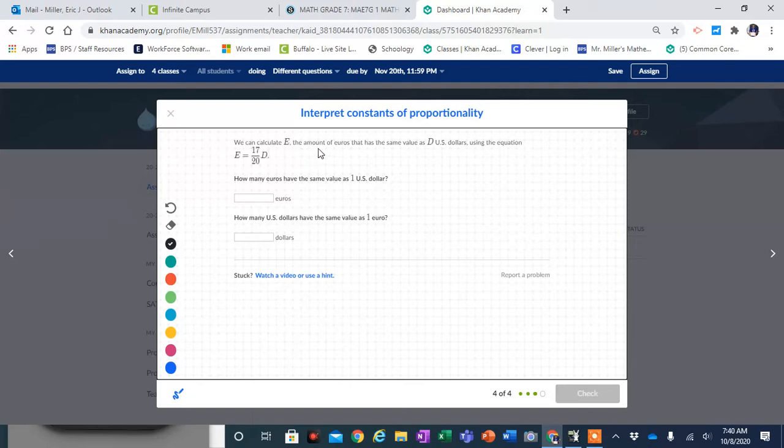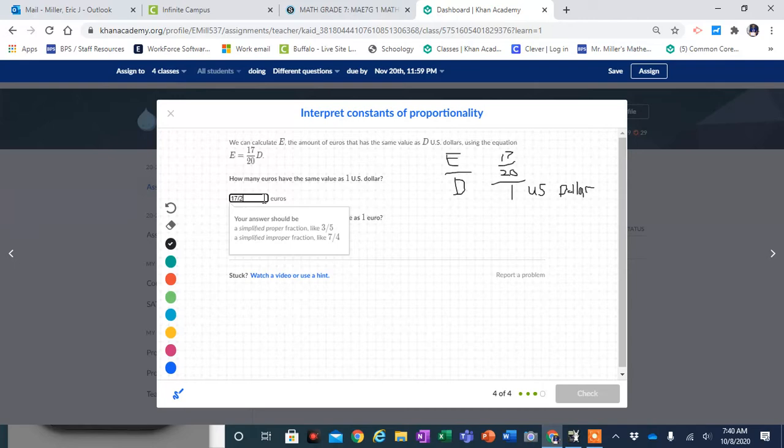We can calculate E, the amount of euros that has the same value as D, US dollars, using the equation E equals 17/20 D. So that means that in this situation, this is E divided by D. D is the US dollars. So 17/20 for every 1 US dollar. How many euros have the same value as a US dollar? That would be 17 divided by 20.